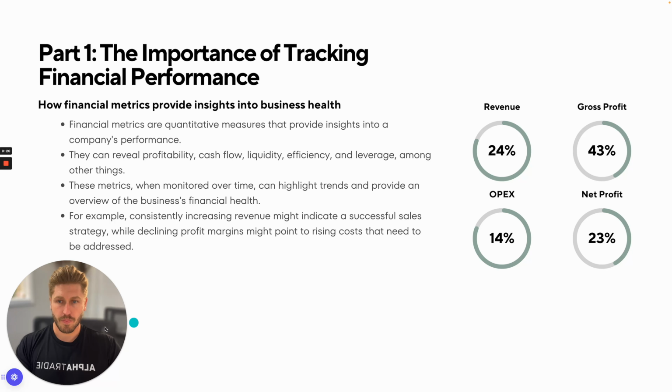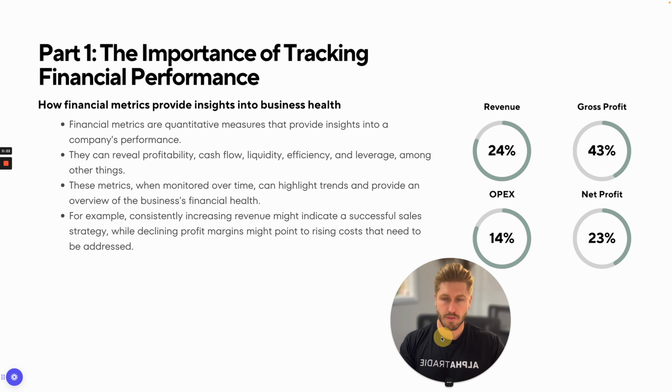In part one, we've got the importance of tracking financial performance. So how financial performance metrics provide insights into business health. Your financial metrics are quantitative measures that provide insights into a company's performance. They can reveal your profitability, your cash flow, your liquidity, your efficiency, your leverage, among a lot of other things. These metrics, when monitored over time, can highlight trends and provide an overview of your business's financial health.